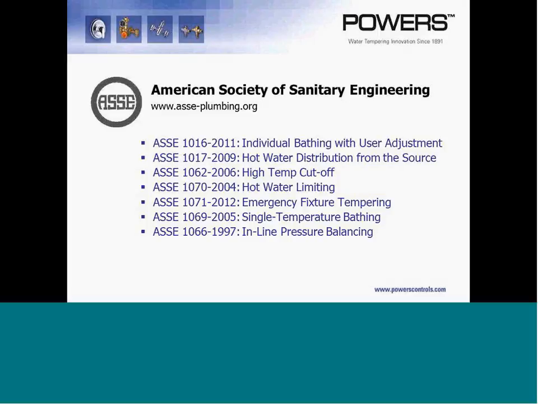Then 1070, which is a hot growing category, is hot water temperature limiting, which primarily focuses on lavatories, also whirlpools and baths. 1071 is the emergency fixture tempering standard. 1069 is for single temperature bathing, which is essentially your push button metering, could be infrared showers. And then there's also a standard, 1066, which dictates performance for inline pressure balancing devices.